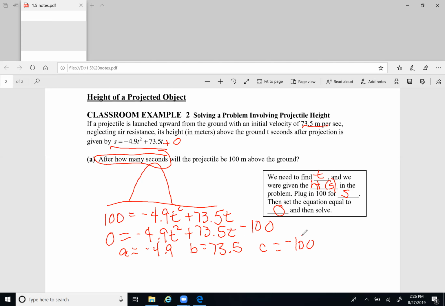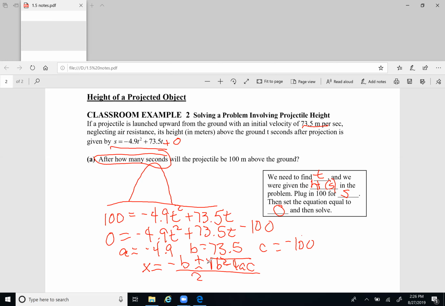Da-da-da-da, da-da-da-da, da-da-da-da. Negative b plus or minus the square root of b squared minus 4ac over 2a.